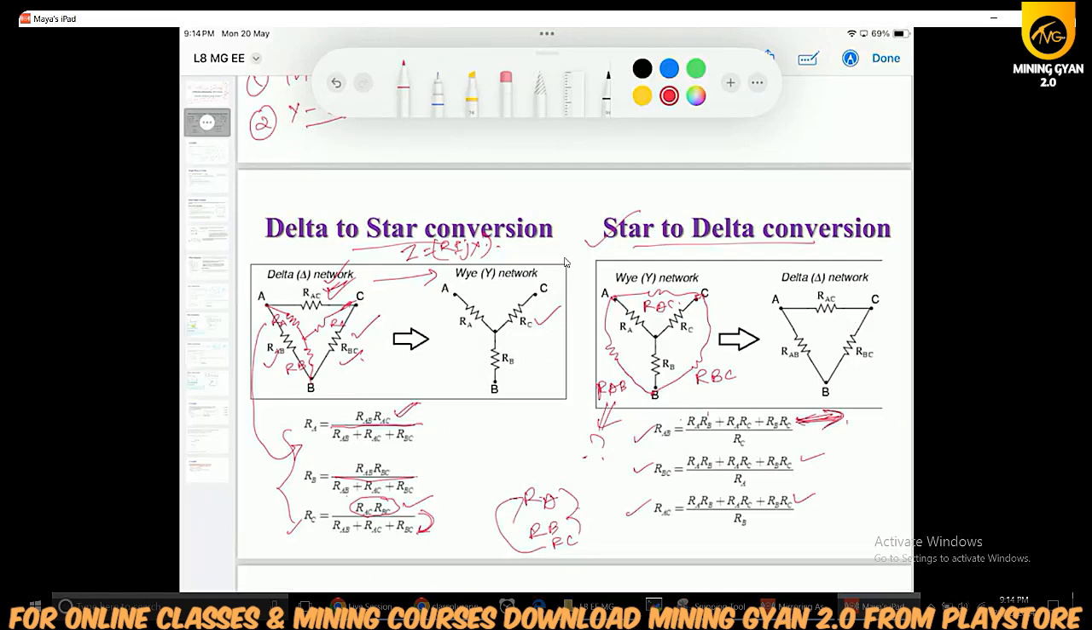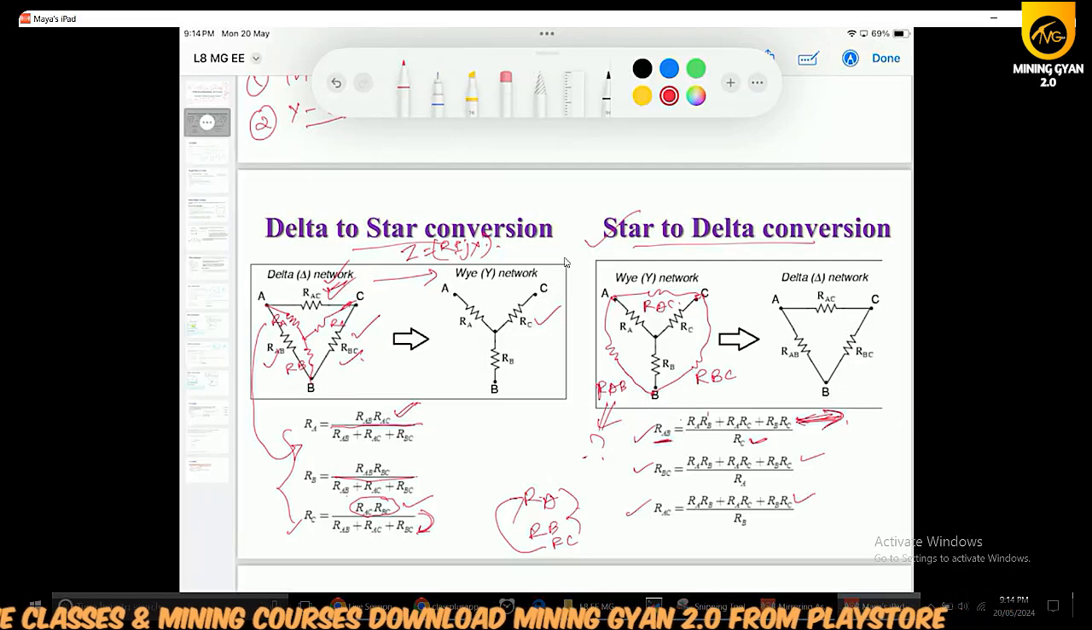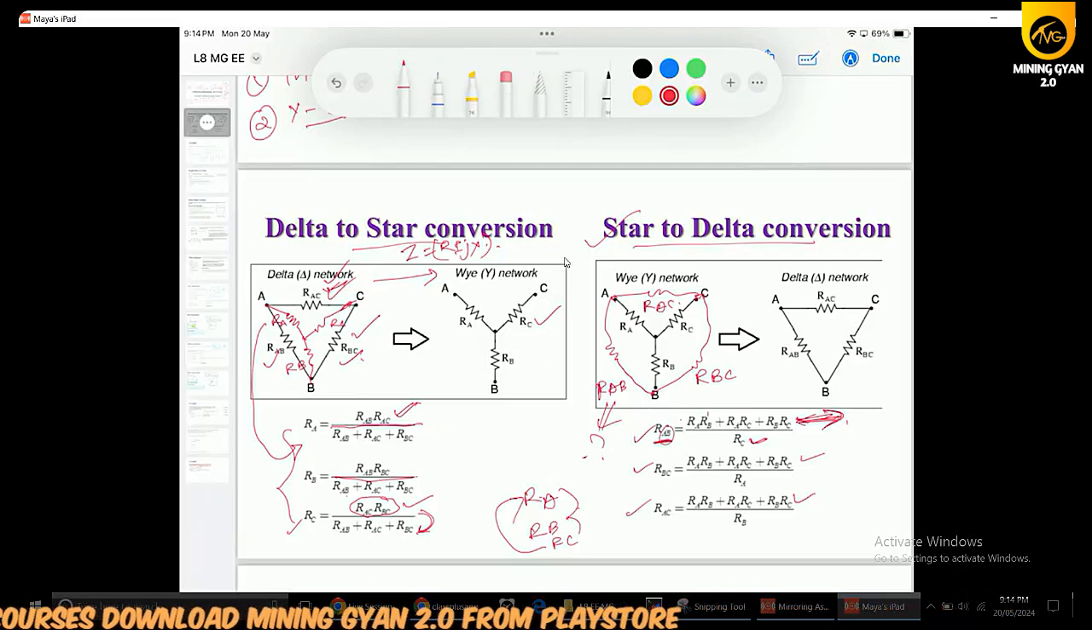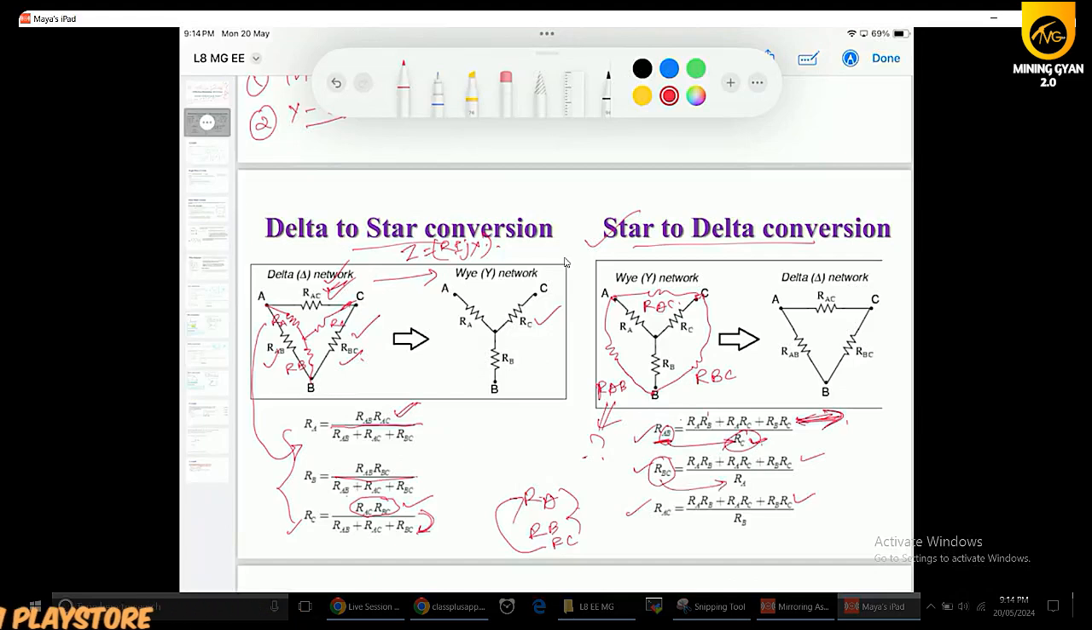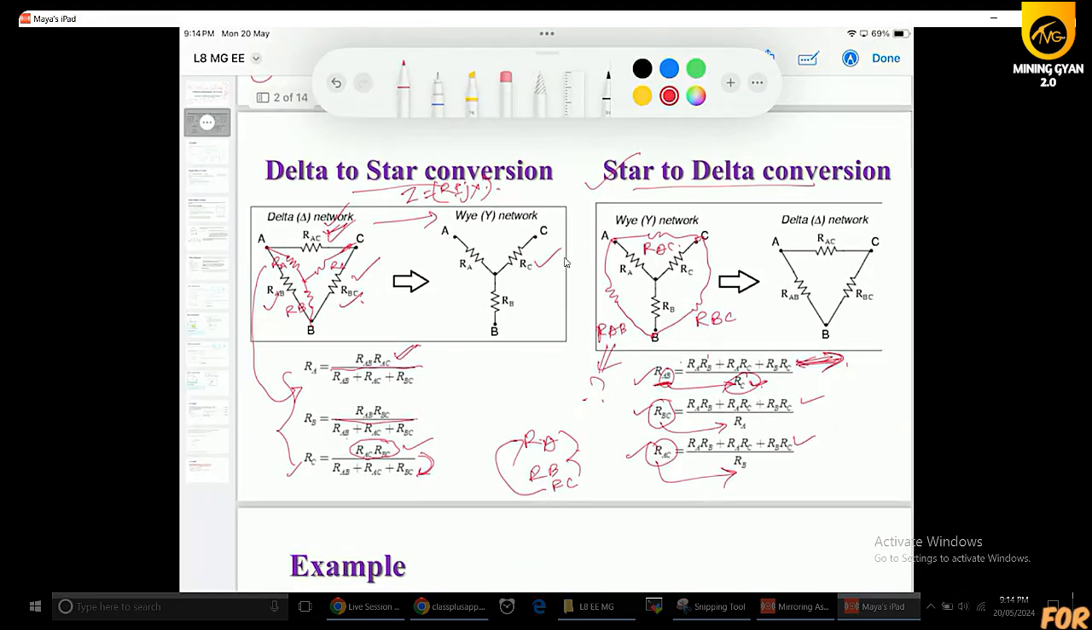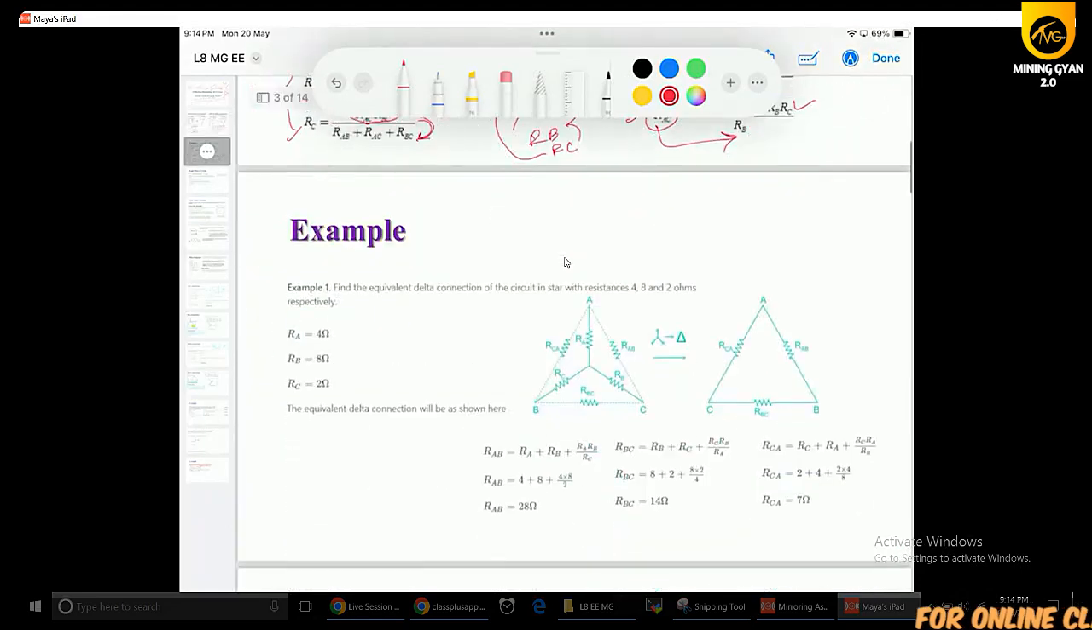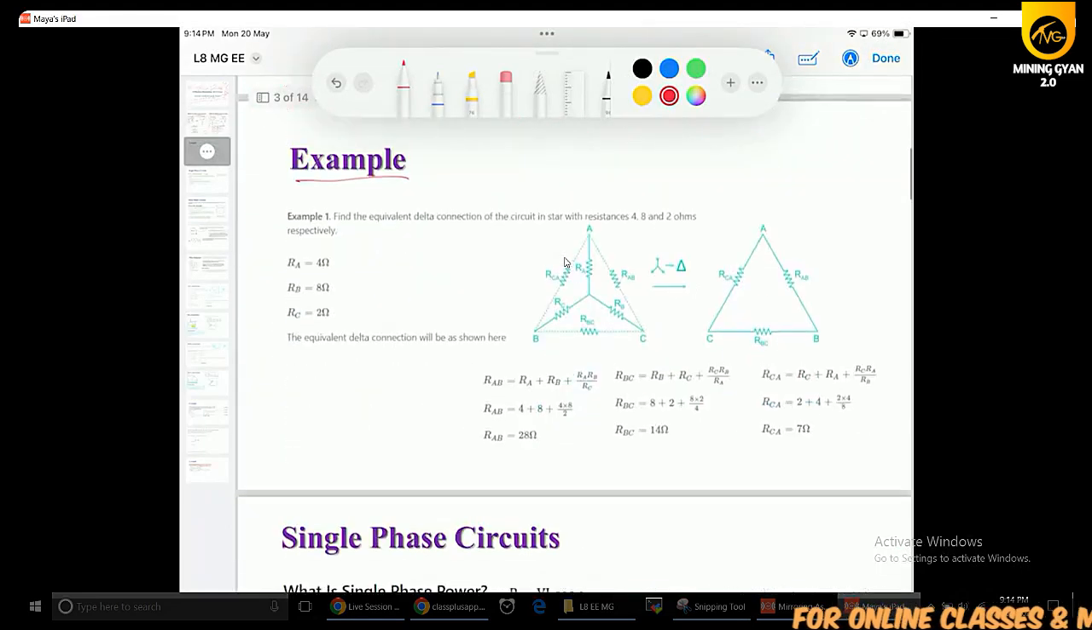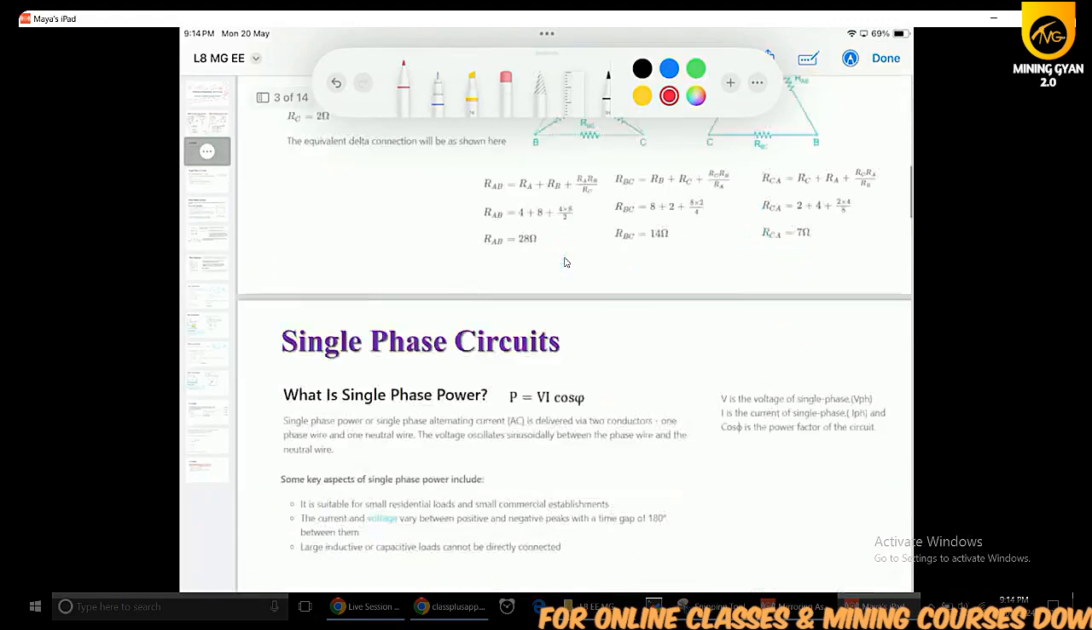The numerator value will be the same, and the difference is in the denominator. As it is RAB, meaning the resistance is connected between A and B, you please take the other resistance, that is RC, in the denominator. Likewise, in case of RBC, you please take RA, and in case of RAC, you please take RB. So this is the trick to remember the formula. And this is the example. You will be able to solve this example easily. I am leaving this for you.